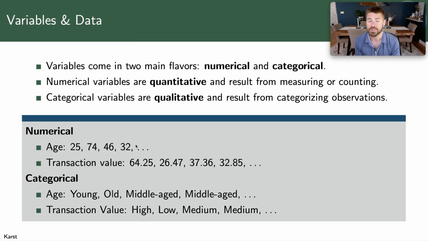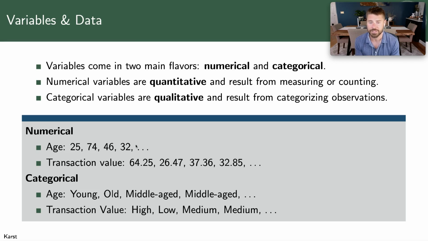So just to go back to our examples that we saw a moment ago, if we're thinking about age as numbers or transaction values rounded to the nearest cent, these would be numerical data associated with these variables. If we were thinking about age as young, old, and middle-aged, and transaction value as high, medium, low, we would be thinking about these same variables as categorical variables now rather than numerical. Again, oftentimes this distinction is illusory, is not right.